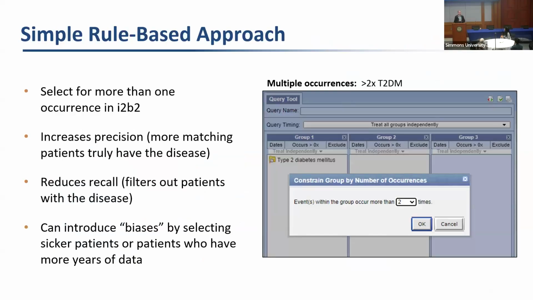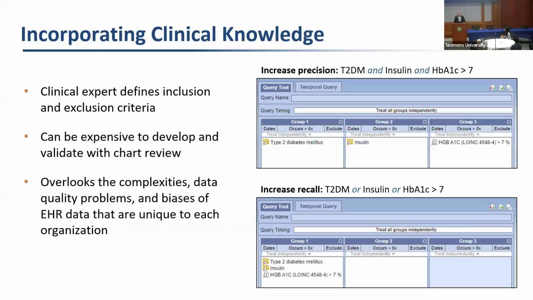So kind of starting with the rule-based approach, we've had simple rule-based approach within I2B2 for many, many years. We just find patients who have more than one occurrence for a condition. So where you might be looking for patients with type 2 diabetes, a single code for type 2 diabetes isn't so good, but if I request patients who have at least 2 diagnosis codes for type 2 diabetes, that'll increase the precision, but it'll drop the recall and introduce different biases to it. So this is the roughest kind of way of trying to eliminate some of those false diagnosis codes in the database.